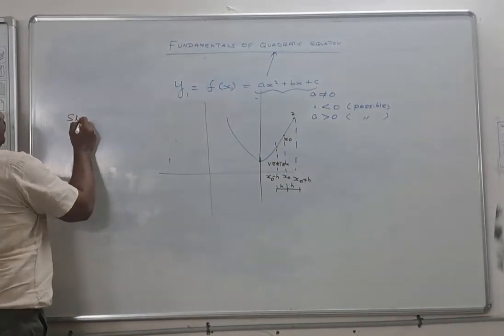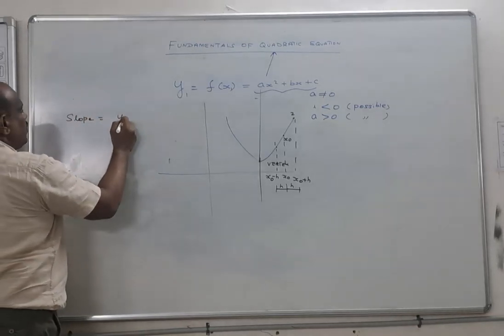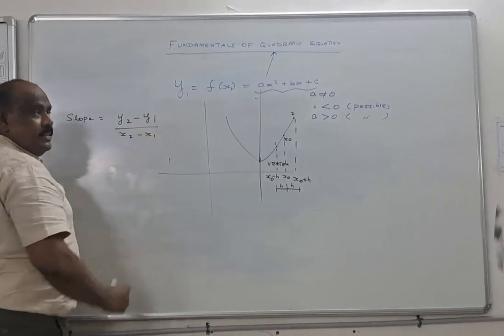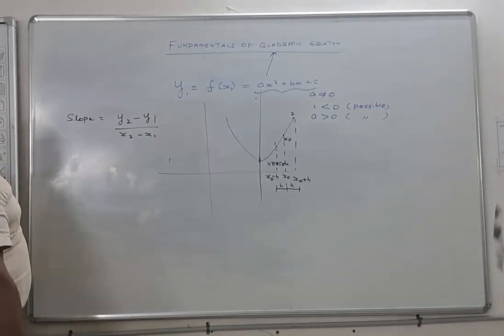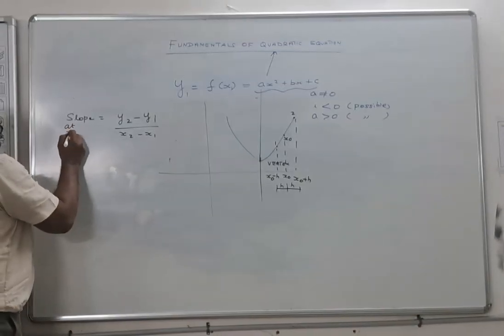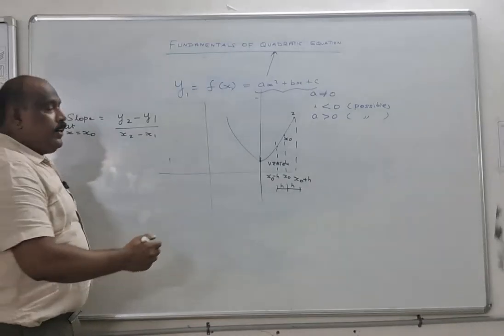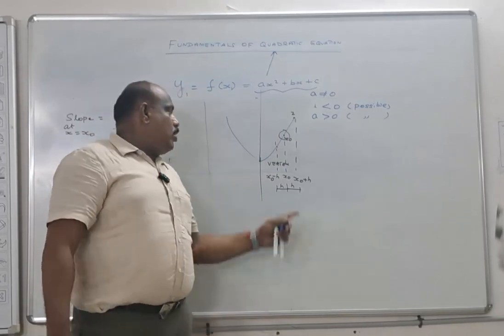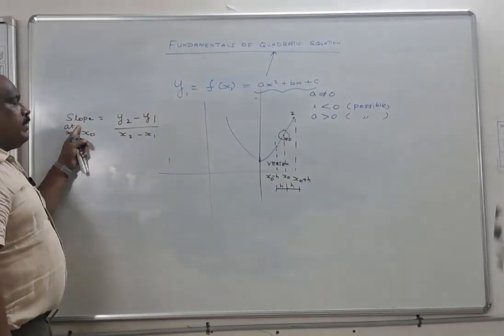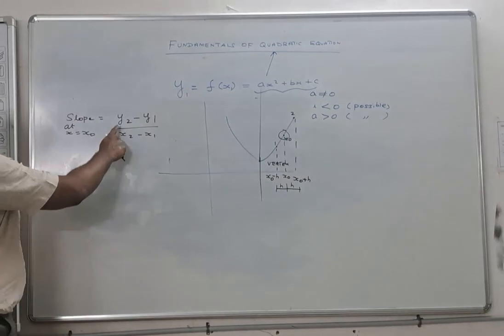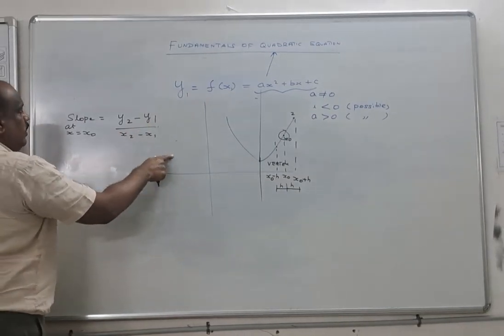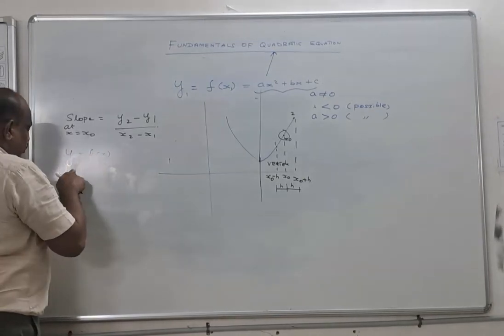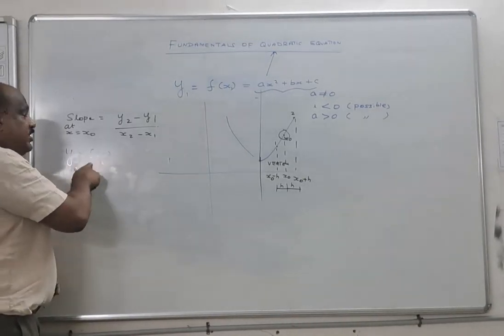What is the slope? Here also the same formula: y2 minus y1 by x2 minus x1. Here also we are finding the slope at x equal to x naught. In the straight line also we found the slope at x equal to x naught. Here also we are trying to find the slope at x equal to x naught, which is nothing but y2 minus y1 by x2 minus x1. What is y? Y equal to f of x. Y is a variable which depends upon x, a function of x.